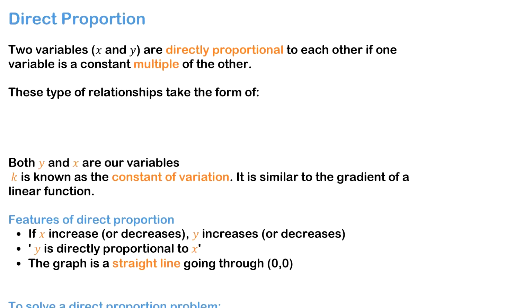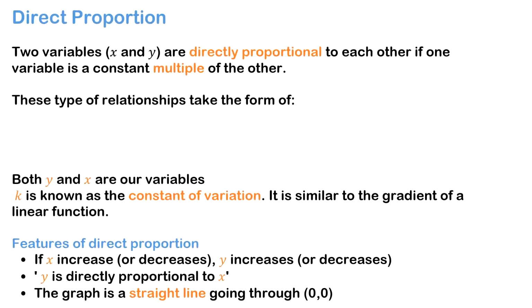In this video, we're covering direct proportion. Two variables, let's call them x and y, are directly proportional to each other if one variable is a constant multiple of the other. That means it increases by a constant multiplication. These types of relationships take the form of y equals kx, where, as we said previously, y and x are our variables.